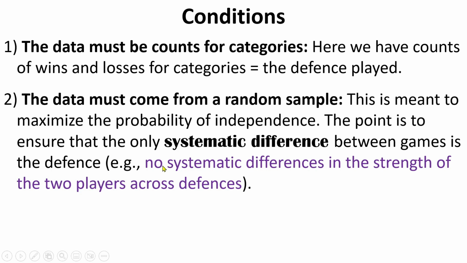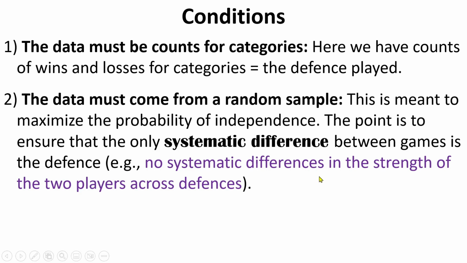So in other words, I want to make sure that in my data, in my sample, there are no systematic differences in the strength of the two players across these different defenses. I want to make sure that the only real difference between my random sample from each of these populations is just the defense played itself. So we're looking for systematic differences in the defense played, systematic differences in the probability that black wins, without having those differences in win and loss probabilities being influenced by systematic differences in playing strength.